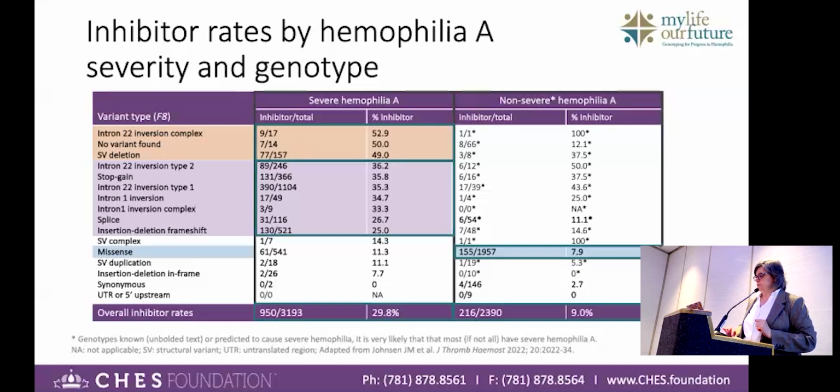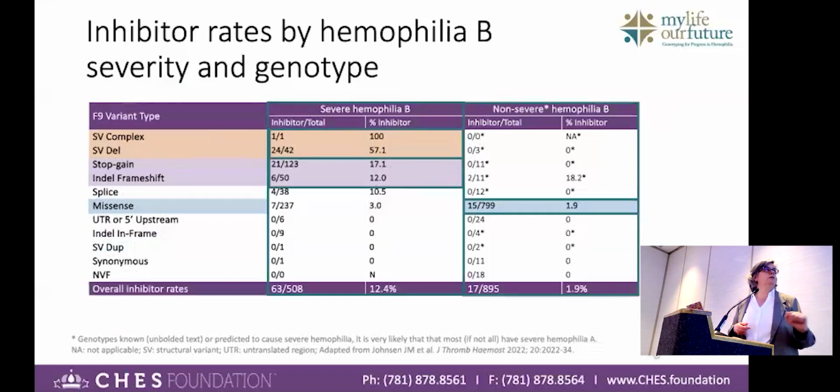So although rates are much different between severe hemophilia A and non-severe, importantly, it's not zero. We have lots of people who will still make an inhibitor with non-severe hemophilia, and it's almost always a missense that does it. And there are some missense that are higher risk than others.